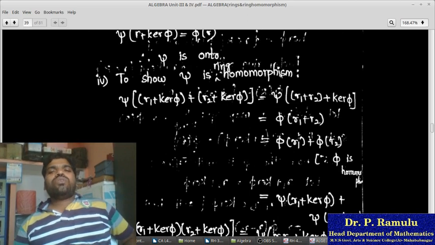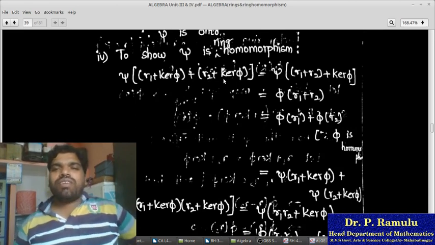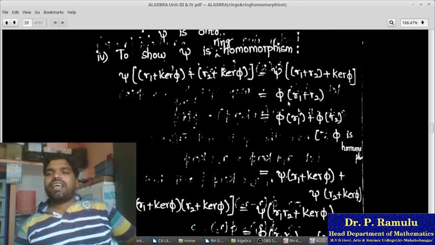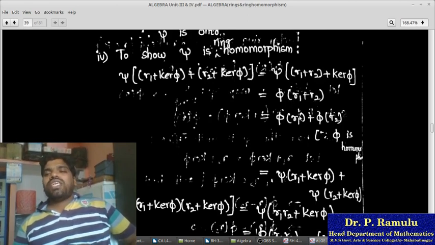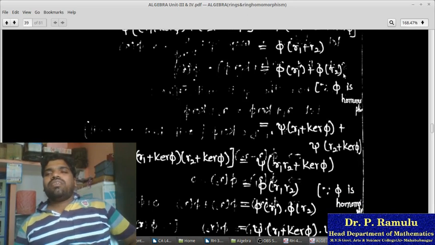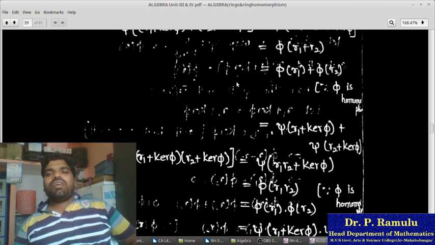Okay. To show psi is a homomorphism, I want to verify two conditions. First: psi of R1 plus ker pi plus psi of R2 plus ker pi equals psi of R1 plus R2 plus ker pi. By the definition of psi, psi of R plus ker pi equals pi of R. Here, in place of R we have R1 plus R2, which equals pi of R1 plus R2. Since pi is a homomorphism, it is written as pi of R1 plus pi of R2. Pi of R1 is nothing but psi of R1 plus ker pi, and pi of R2 is nothing but psi of R2 plus ker pi. So the first condition holds.